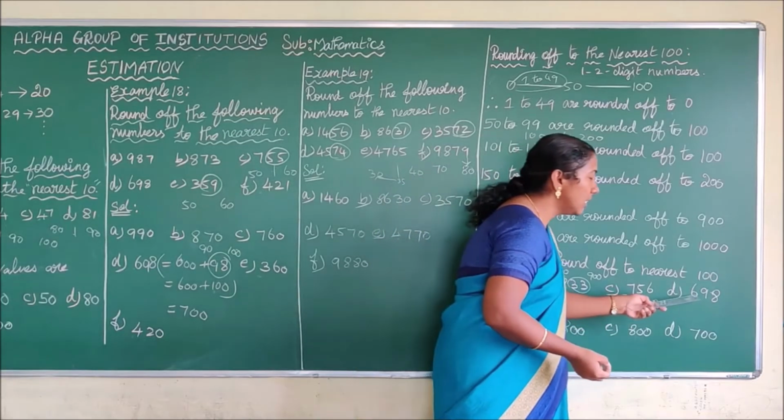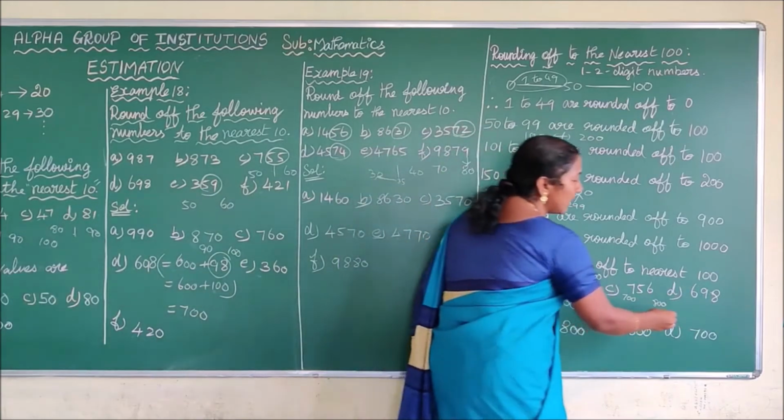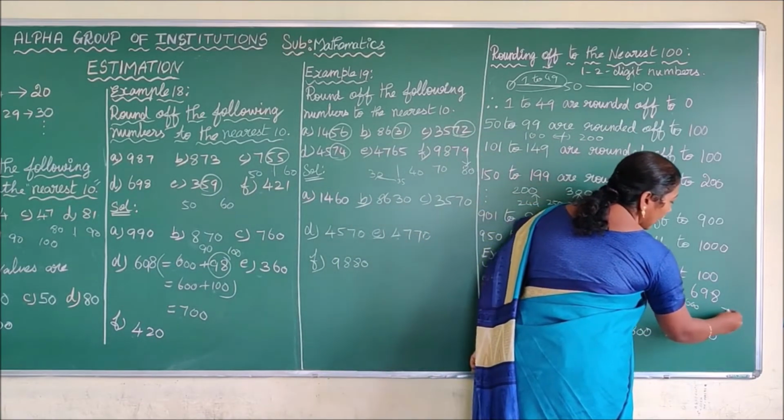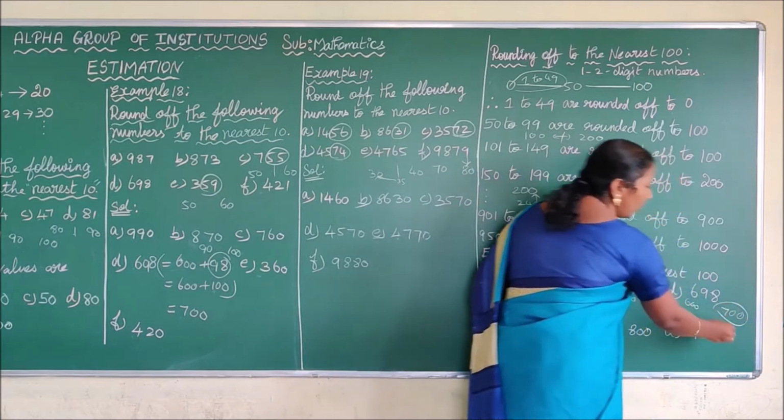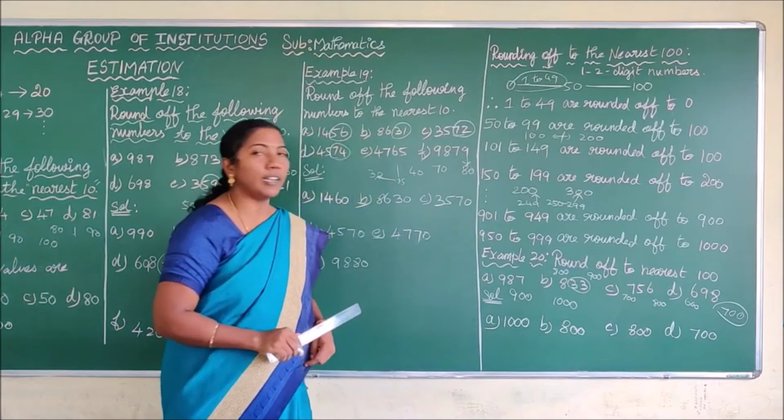See the next one. 698. 698 lies between 600 and 700. Clearly it is very close to 700. So 698 is rounded up to 700. It's clear, children?